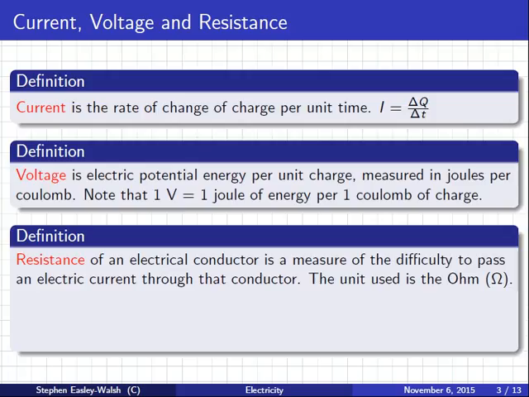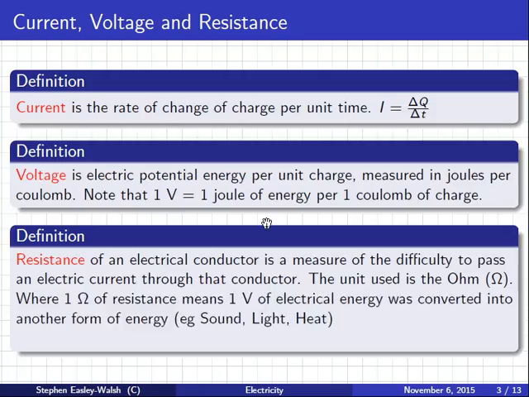So the way we measure how good or bad a conductor is, is with a unit called the ohm. Omega is the symbol. So the unit is the ohm. What is the definition of an ohm? 1 ohm of resistance means 1 volt of electrical energy was converted into another form of energy.